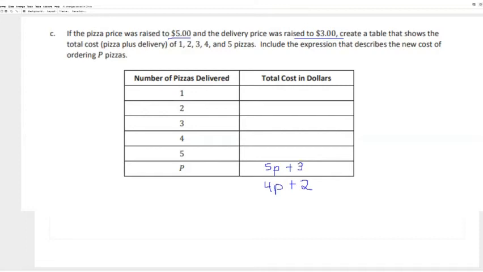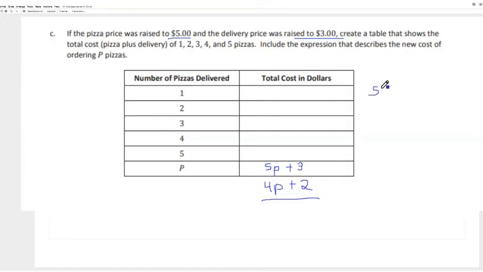So you see, I'm working backwards. There's nothing wrong with doing this because I already have this information from my previous table. So I take my previous expression and make the changes. The pizza price went up to 5, the delivery charge went up to 3. And now I want you to pause the video and try to fill out the rest of these. All right, so hopefully you paused the video and gave these a try.